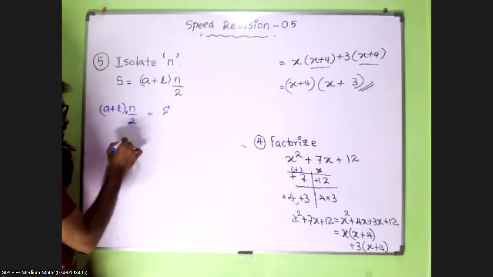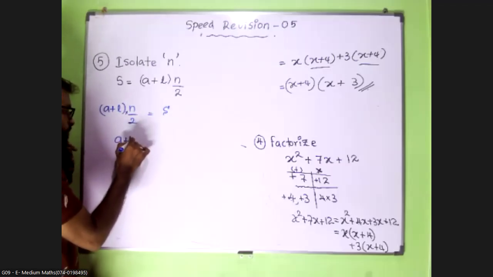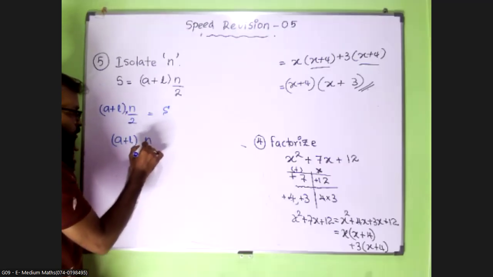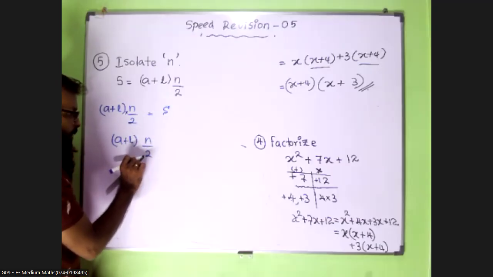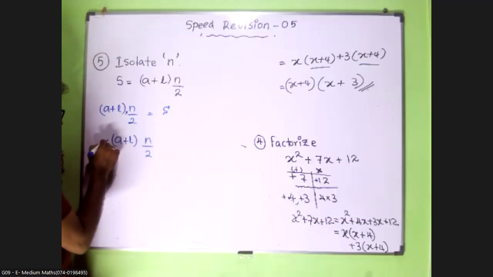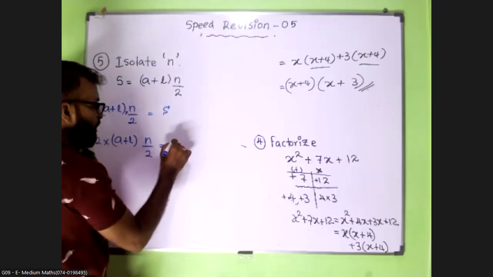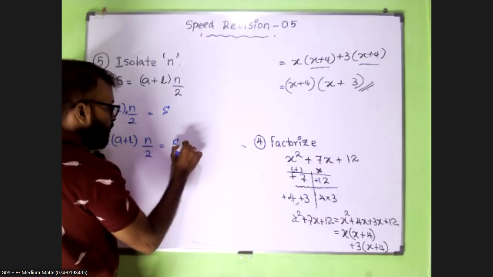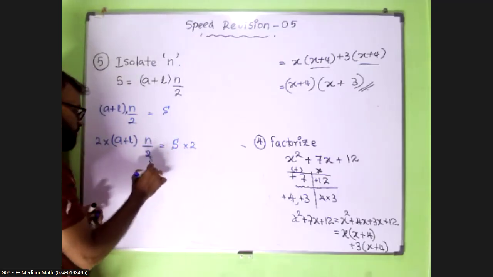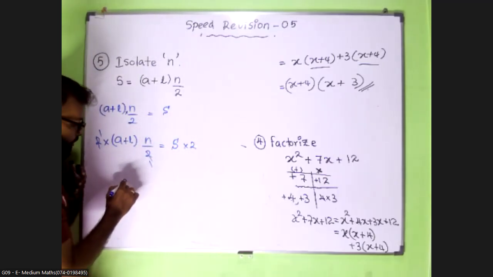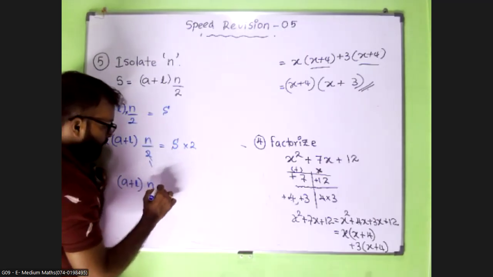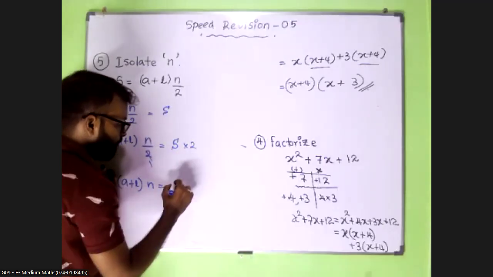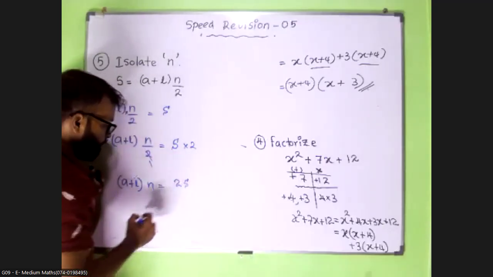If you want to remove this 2, what can you do? Because this stays as the divisor, divide by 2. If you want to remove this 2, you are going to multiply both sides by 2. 2 times 1, 2 times 1. So finally you will have a plus l, n times s times 2. It will give you 2 times s.